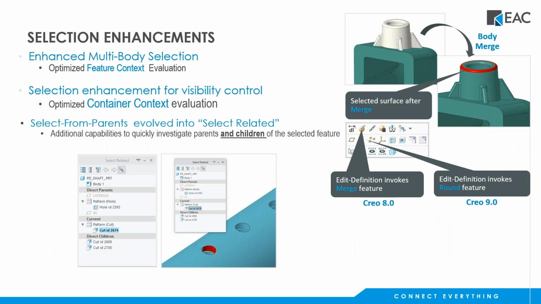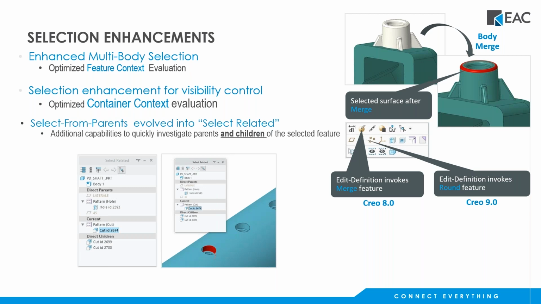There's also been some selection enhancements while modeling in Creo. We have enhanced multi-body selection as well as container context evaluation. So in the past, let's say we had 2 bodies in Creo 8 and we had a round that we wanted to investigate, and we created a body merge. In Creo 8, if we tried to edit the definition on that round, it would bring up the definition for the body merge instead of the round. Now in Creo 9, it's much smarter in detecting what we want to edit the definition for, and just provides more efficiency in that way.